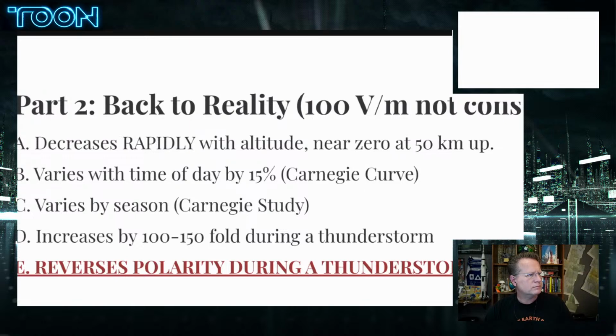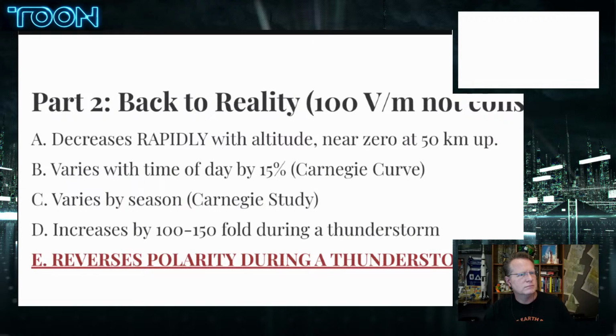So now part 2. Now we're going to come back to the real world a little bit, but we're going to do so with actual studies that give us evidence for what we're saying here. When we get to the real world, what we find is that number one, the electric field is not constant. It does decrease very quickly with altitude. In fact, as we'll see, by 50 kilometers, about 31 miles, it's down into the millivolts per meter, and it's almost zero because it's highly conductive.